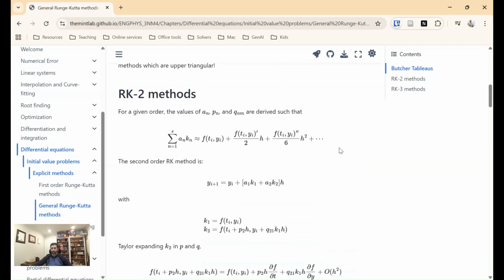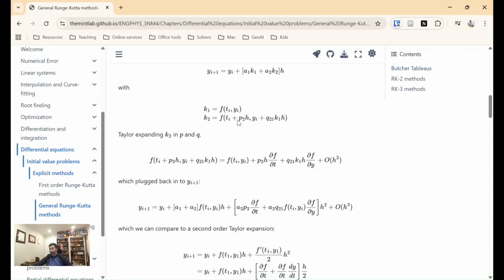Okay, RK2 methods. Remember that the name of the game is to try and get this summation of characters over here to match your Taylor expansion, your higher order Taylor expansion, insofar as possible. So for a second order, we're only going to do two orders of our Taylor expansion, and we're only going to limit ourselves to K1 and K2. You write out what these are. I'm not going to go through the math. Feel free, you have the notes here.